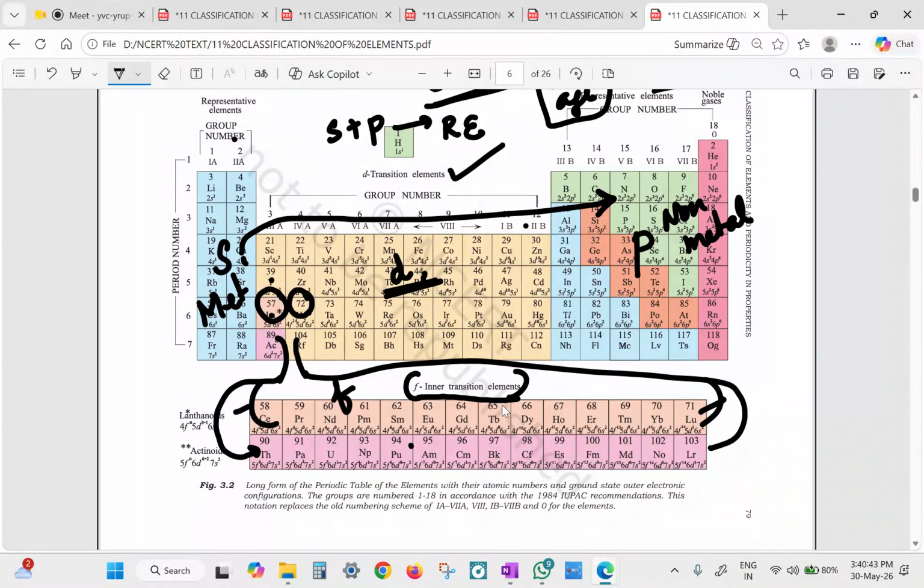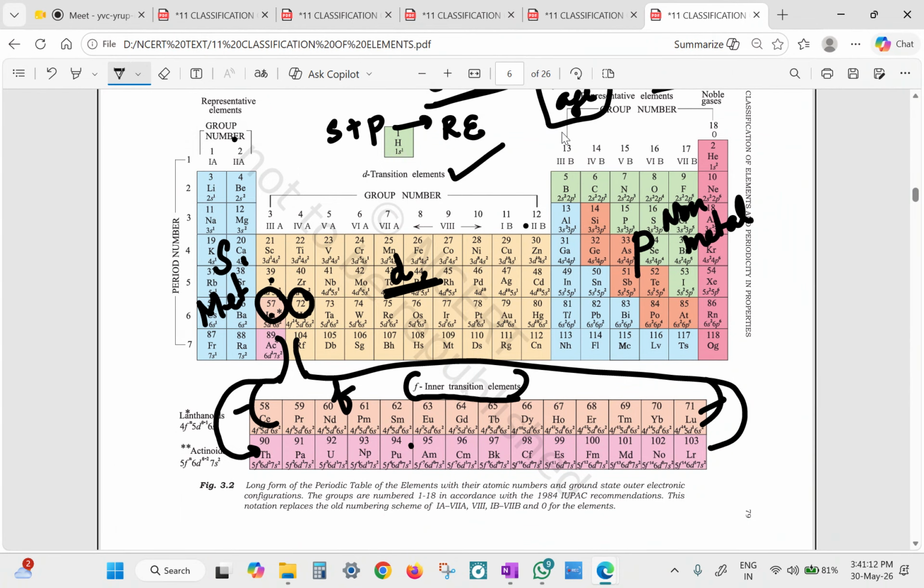Okay. And how many groups are there? There are totally 18 groups. All the elements in a group bear similarities. So an element like boron will have similarities with aluminium, gallium, indium and thallium. On what basis? They all have the same configuration.